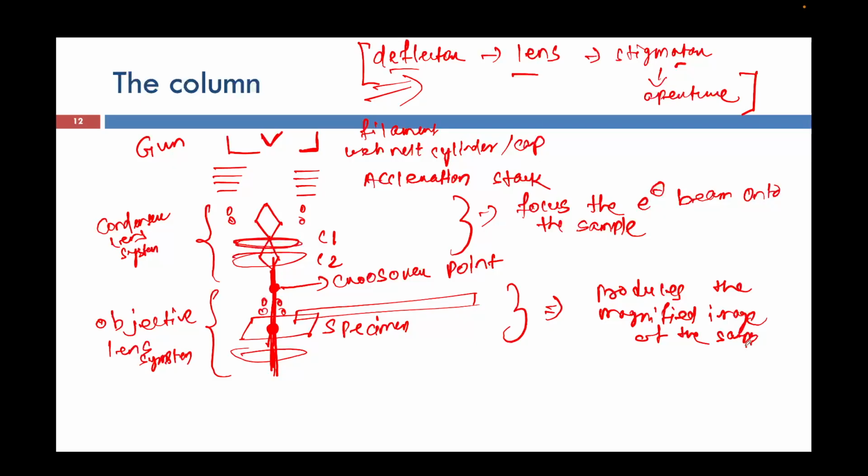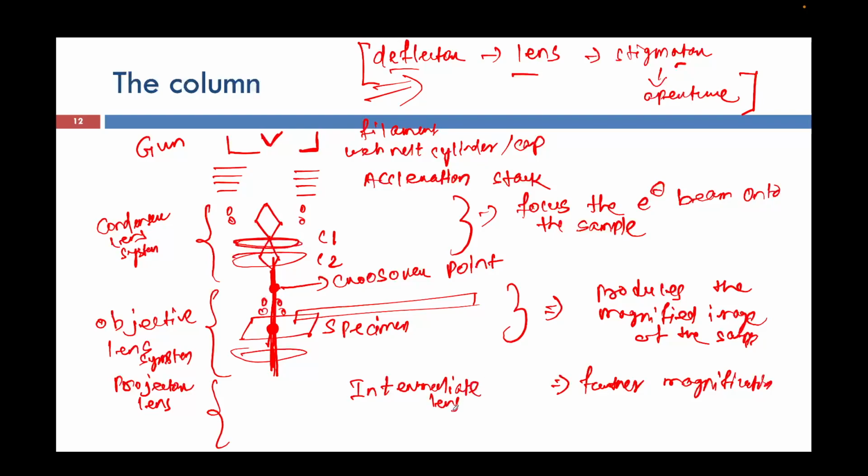After the objective lens system, there is another system associated with it, which is known as the projector lens. The job of the projector lens is further magnification. We do not stop at the objective lens, we have another series of lenses for further magnification. In the projector lens system we have different types of lenses: intermediate lens 1, intermediate lens 2, and similarly projector lens 1, projector lens 2. Their job is to further magnify.